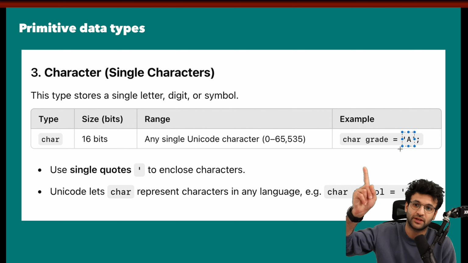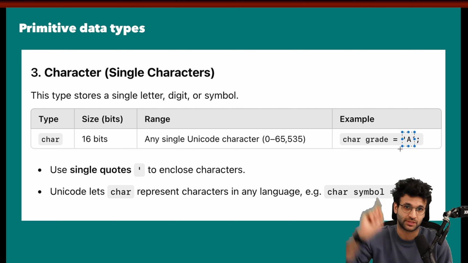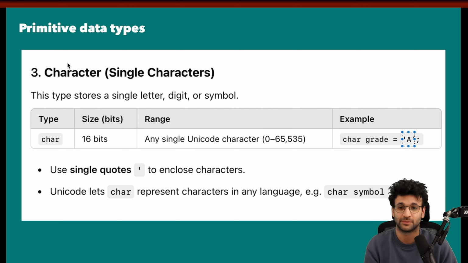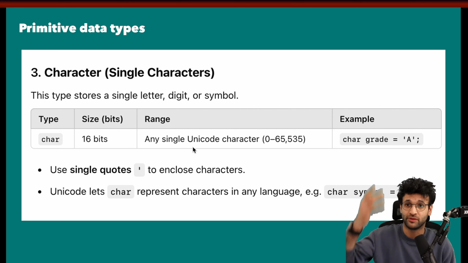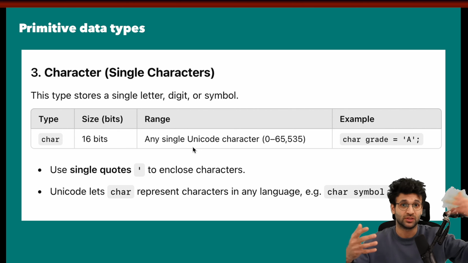So for our third category, we're going to talk about characters. The characters category has a single primitive type called char. As the name suggests, it is used to store a single letter, digit, or symbol. The way it does that is very simple: you have a table with numbers that are assigned to characters.